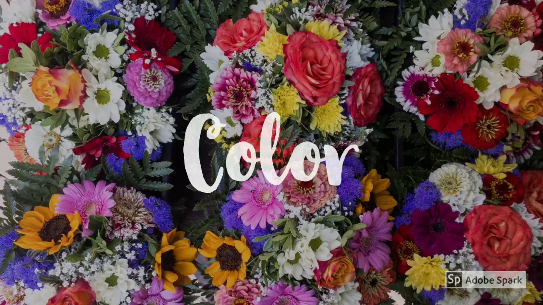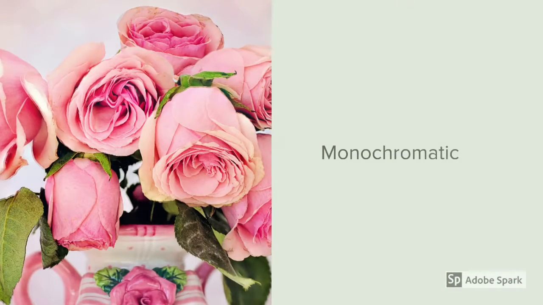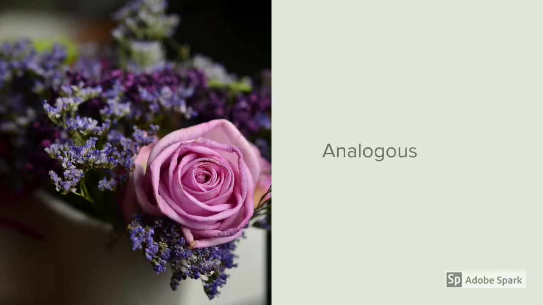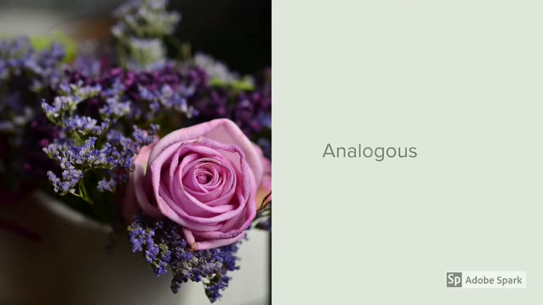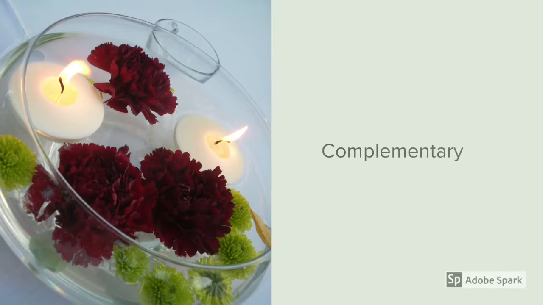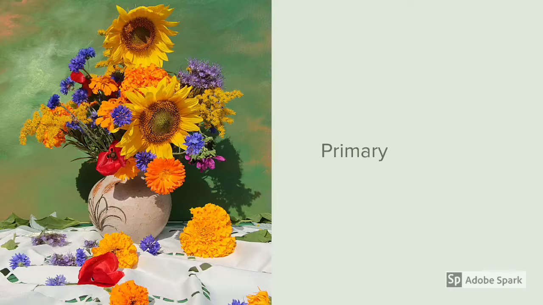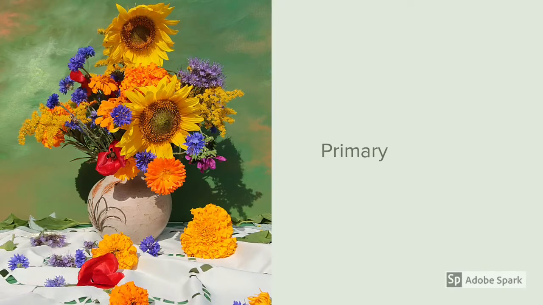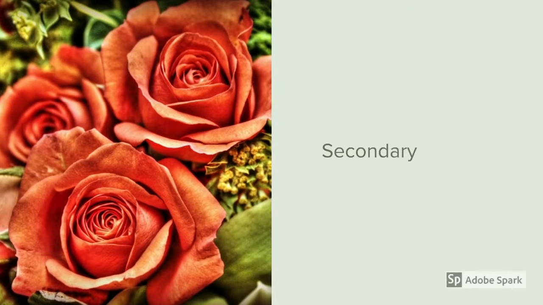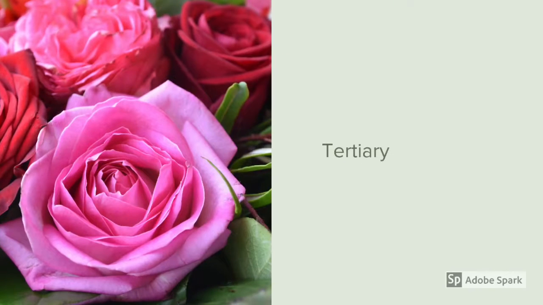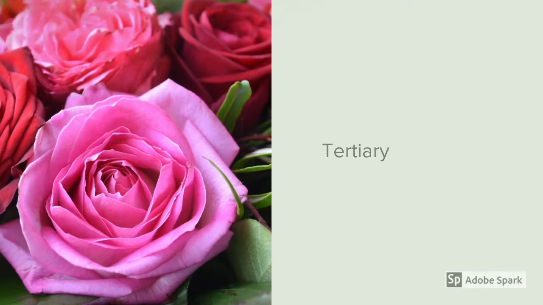What kinds of colors do you want to use in your design? Monochromatic, where you're using the same tint, color, and hue? Analogous, where you're using similar colors that are next to each other on the color wheel? Complementary colors that sit opposite of one another on the color wheel? Primary colors that consist only of red, blue, and yellow? Secondary colors that are created from mixing two primary colors on the color wheel? Or tertiary colors that consist of one primary color and one secondary color?